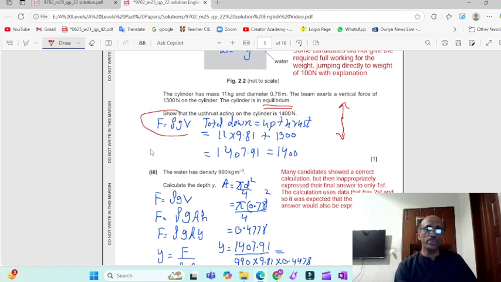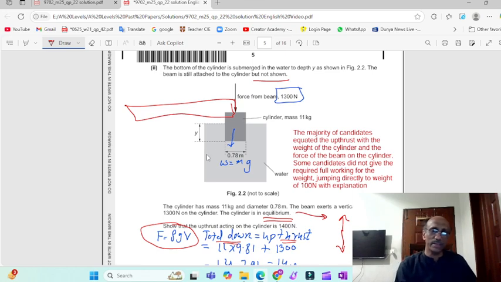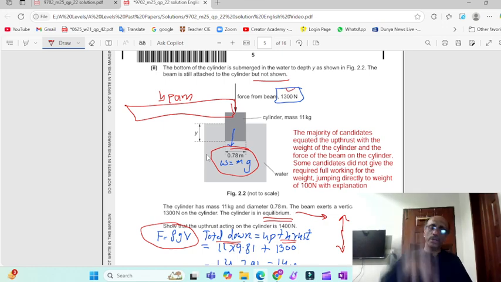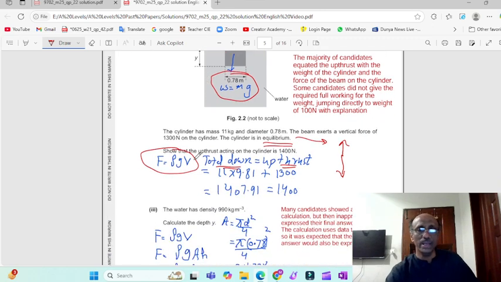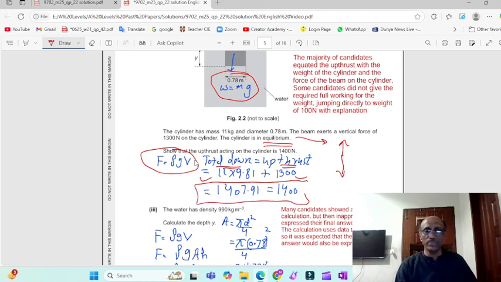If you apply this formula, you will not get your answer because this is given. The system is in equilibrium, so the total downward force is equal to the total upward force. Now what are the total downward forces? That is the weight of the cylinder, which acts in the downward direction, and the push from the beam, which is also in the downward direction, 1300 Newton. So what is the total downward force? That is equal to 11 into 9.81 plus 1300. That is the total downward force. It means the total upward force will be this, so 1400 Newton will be the answer.